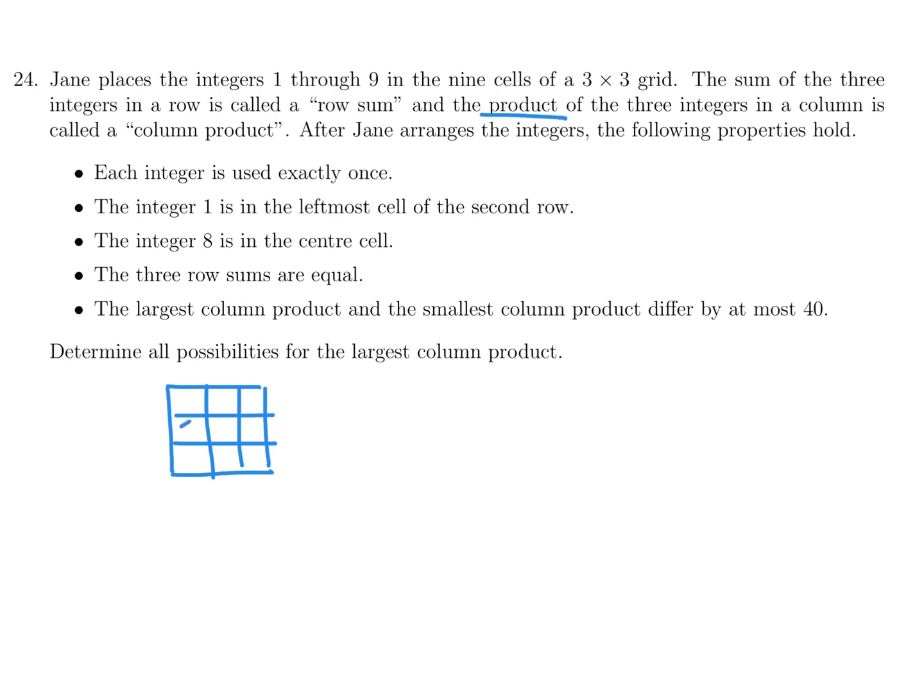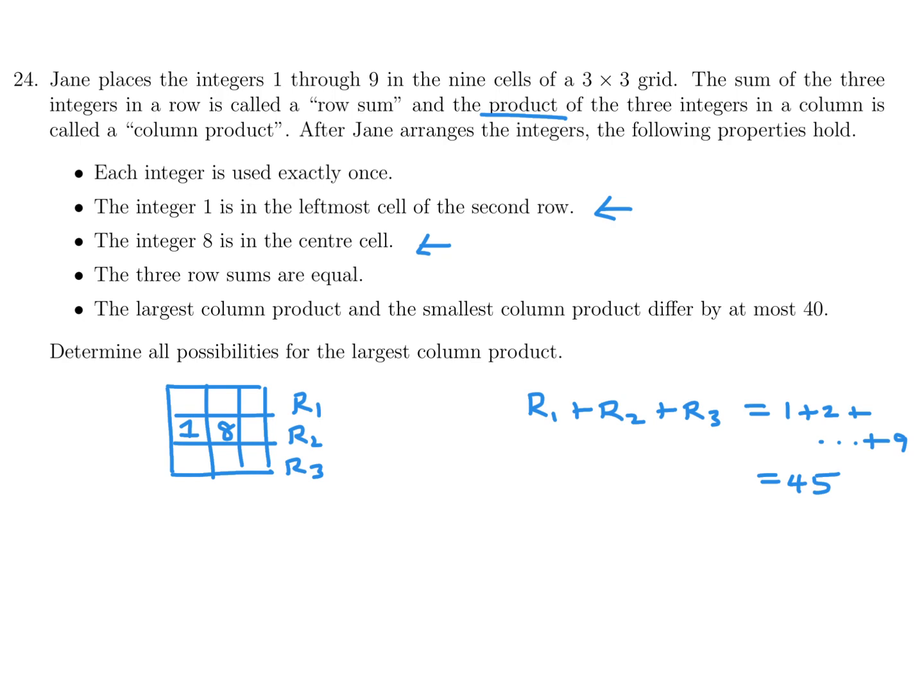So 1 goes here, 8 goes here. That's given here and here. So that's the first thing I'll put in. And then if this is the sum of row 1, sum of row 2, sum of row 3, row 1 plus row 2 plus row 3 would be equal to the sum of all the numbers from 1 through 9. 1 plus 2 plus 3 all the way till 9. And we know that's 45.